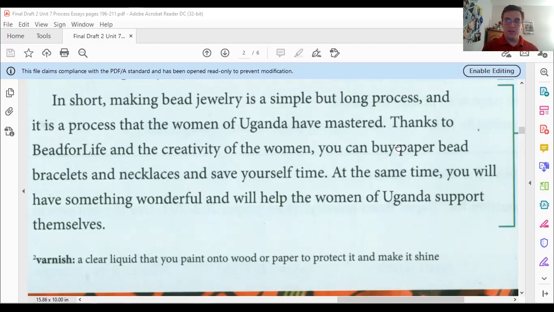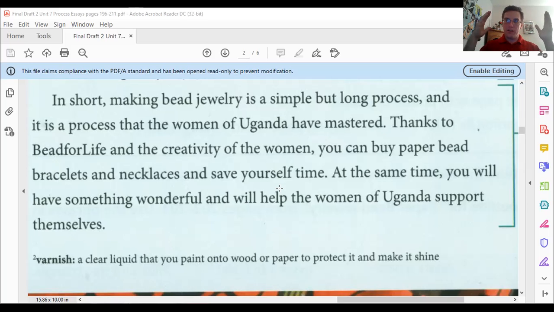Okay. Then we have a restatement of the idea from the thesis that you can buy, thanks to the creativity of the women, you can buy paper bead necklaces and save yourself time. But you can make your own. Okay. So we mentioned in the introduction, we introduced our topic by telling a story about this organization, Bead for Life. So we mention it again in the conclusion.